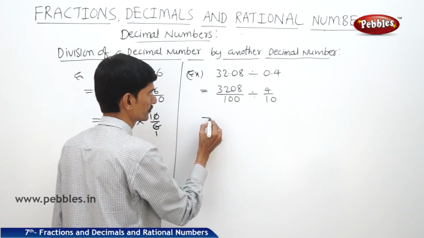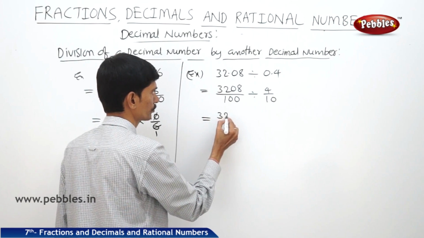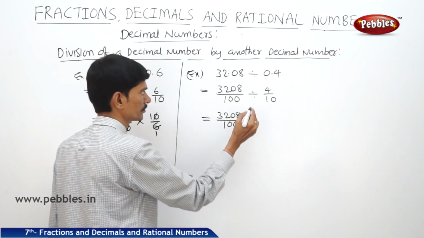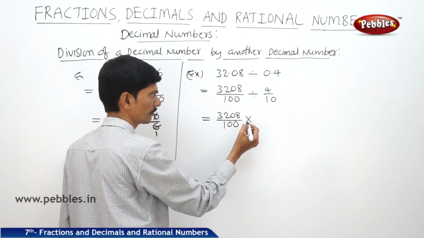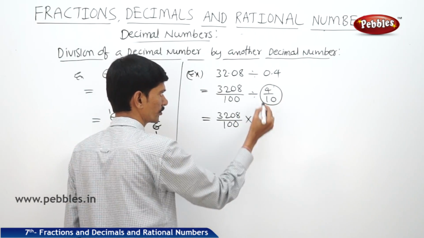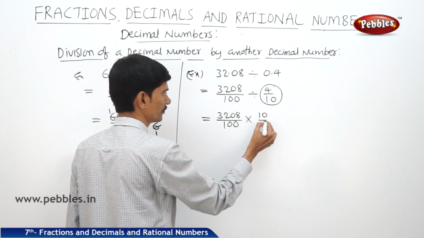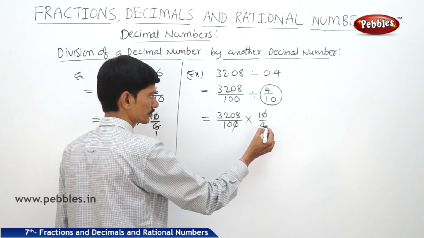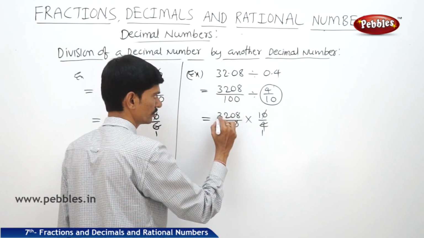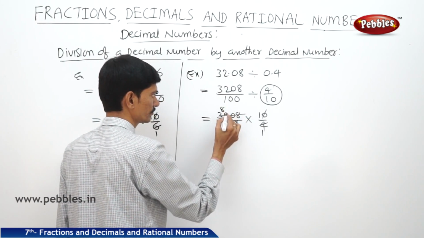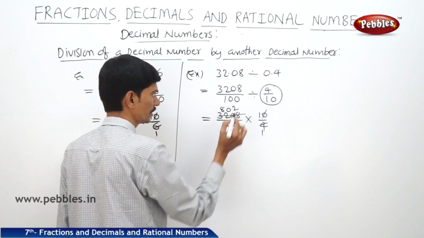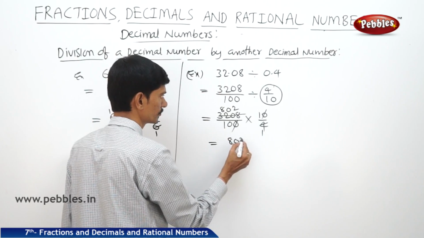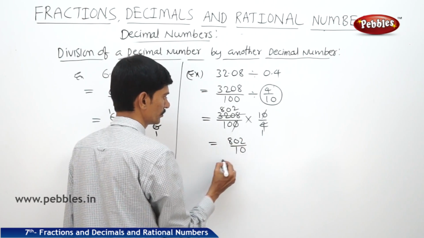Now this equals 3208 by 100 into... when you write the division as multiplication, we have to write the reciprocal of 4 by 10, that is 10 by 4. So here also we can cancel 0 and 0. So we can cancel: 4 1s are 4, 4 8s are 32, 0, 4 2s are 8. So this equals 802 by 10.